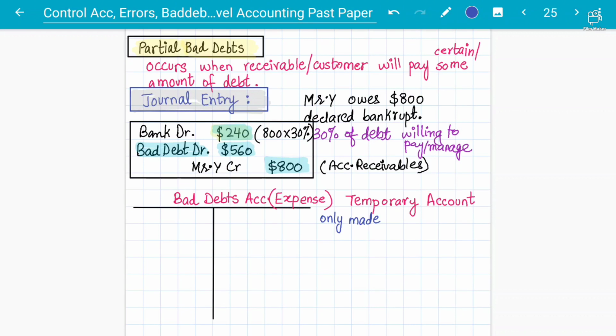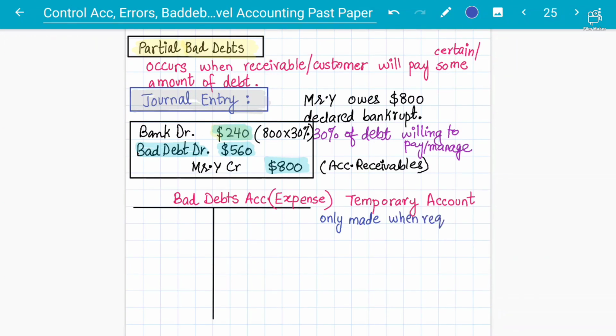So if in a particular year, for example 2020 to 2021, there are some customers who are going bankrupt and are not able to pay, or usually in the case of COVID we have seen that a lot of your debtors were not able to pay the debt. So in that year there will be a lot of bad debts for the customers. So it is only made when it is required.